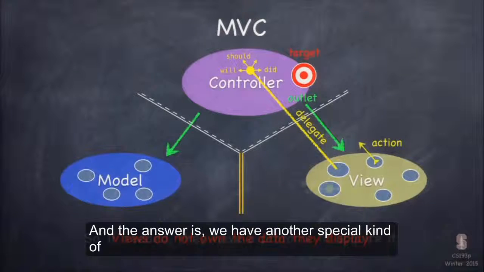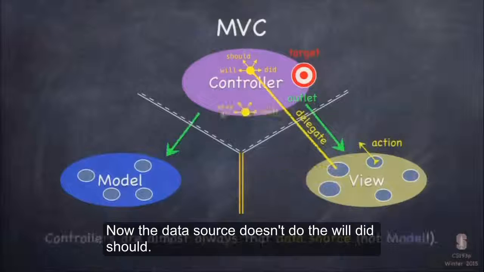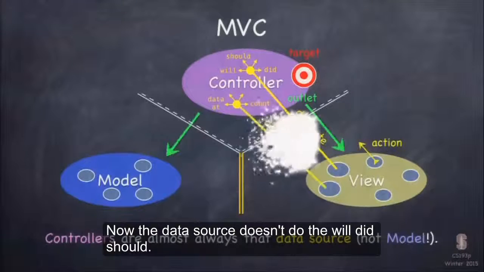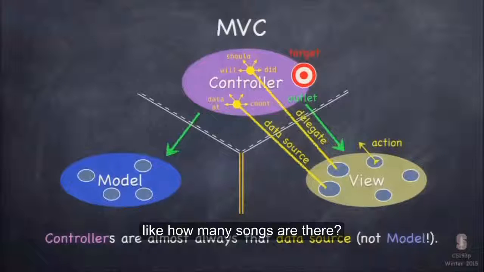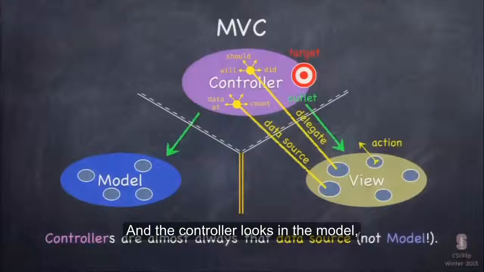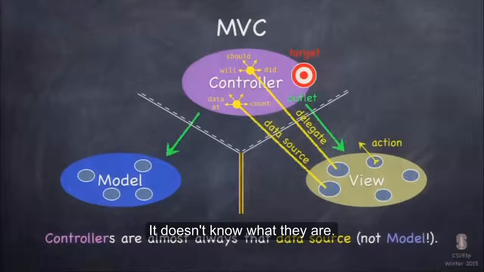How does that communication happen? And the answer is we have another special kind of delegate, which we call a data source. Now, the data source doesn't do the will, did, should. It's going to be asking questions like count, like how many songs are there? And the controller looks in the model, 10,000. Responds to the view, there's 10,000. The view makes space internally for 10,000 things.